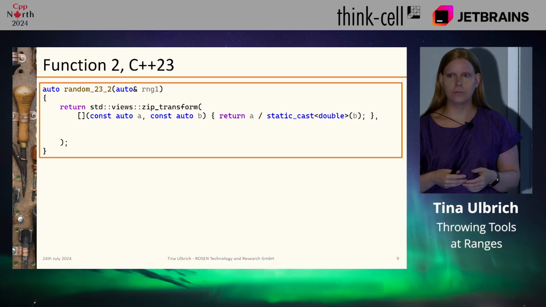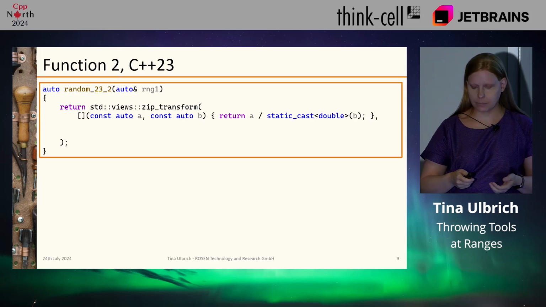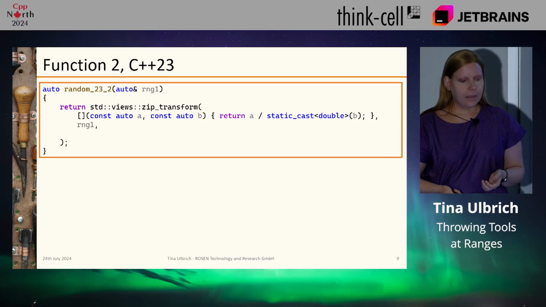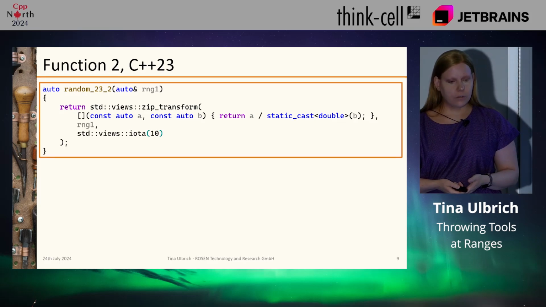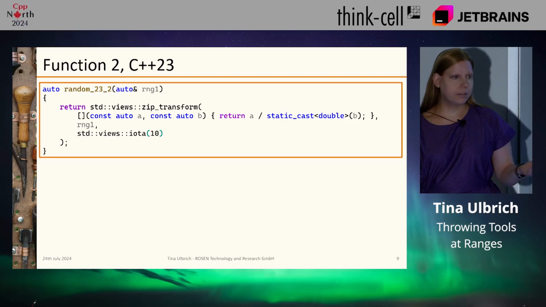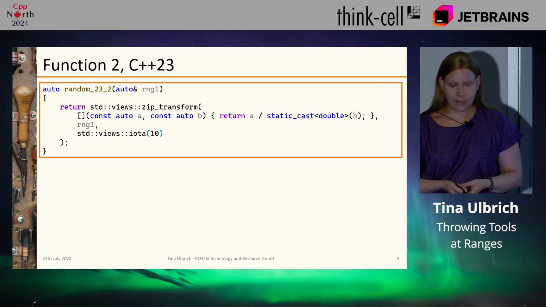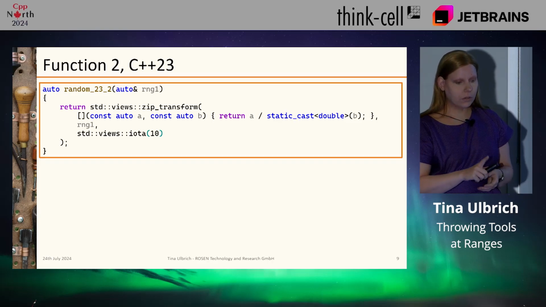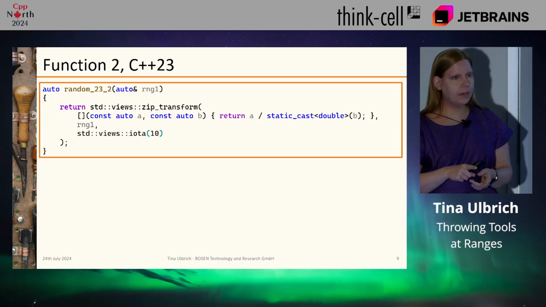But here it has to be the first one because of variadic templates. And then you input all your ranges that you want to do something with. And that's the zip transform. I really like that one. Also, you see iota view here again.